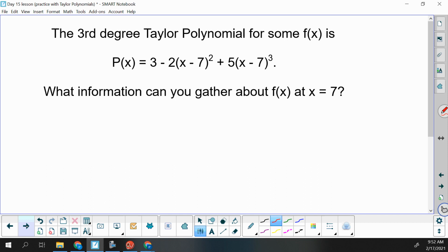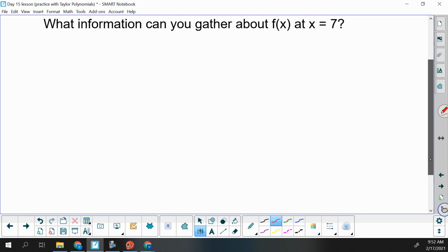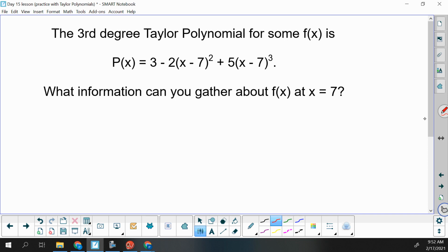So say we've got a third degree Taylor polynomial here. And we want to know what information can we determine at x equals 7. Well, that first thing should be the value at x equals 7. So the first thing that we know, f of 7 has to equal 3.